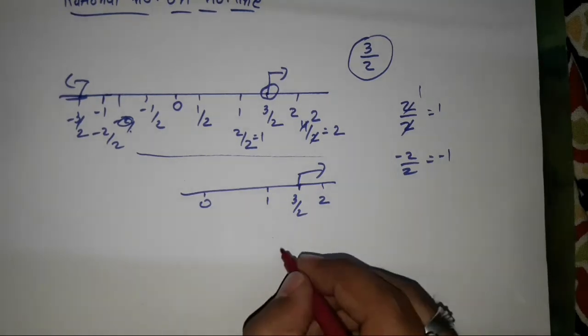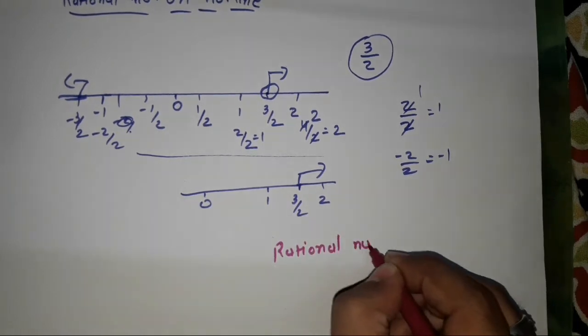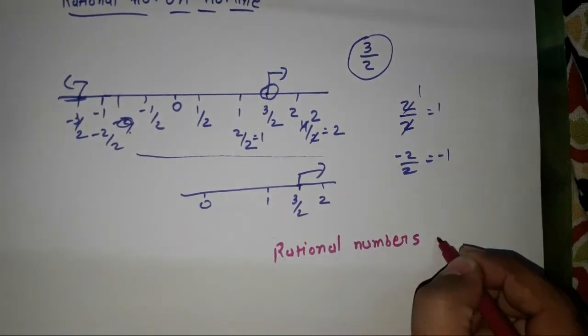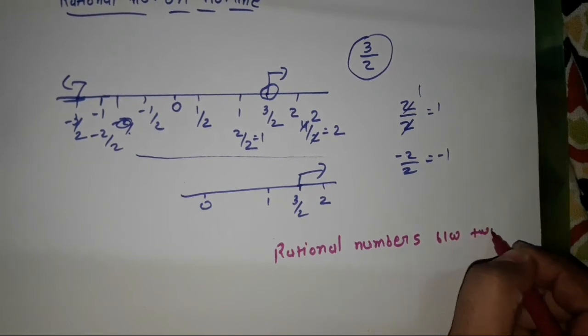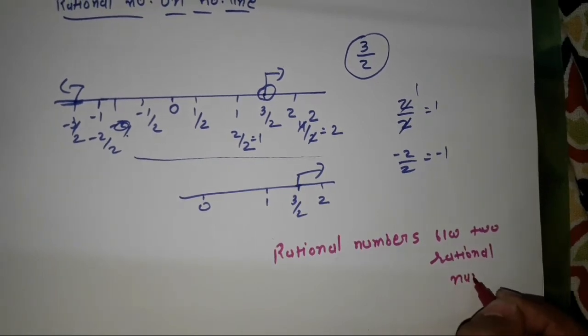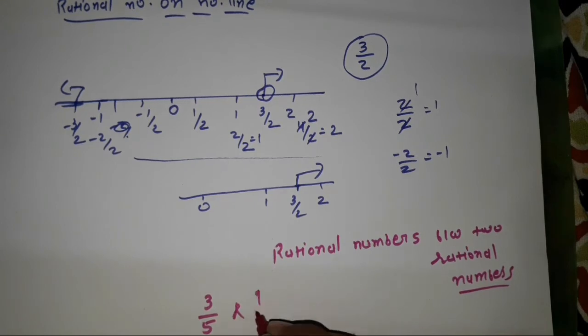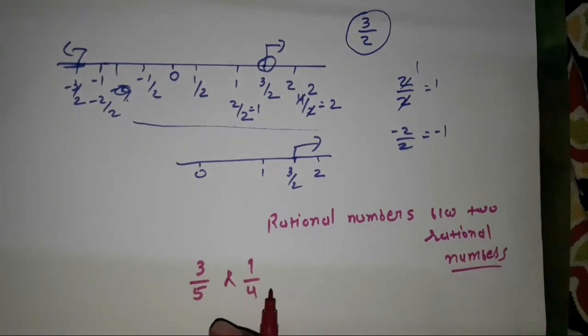How to find rational numbers between two numbers? Okay, how can we find a rational number between two rational numbers? So for that, for example, we have to find rational numbers between 3 upon 5 and 9 upon 4.